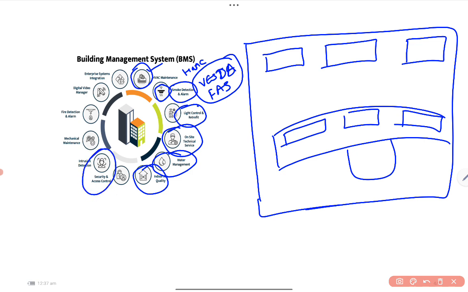Then access and security. If we find any fault or abnormality in access, or an emergency exit, or face reading is not working because of some abnormal condition, we can manage it through this system, find out and remedy it immediately. Mechanical maintenance is also there, then fire alarm detection, and then digital video manager and enterprise system integration. So through this BMS system we can manage the whole data center from one place only, which is called the BMS room.